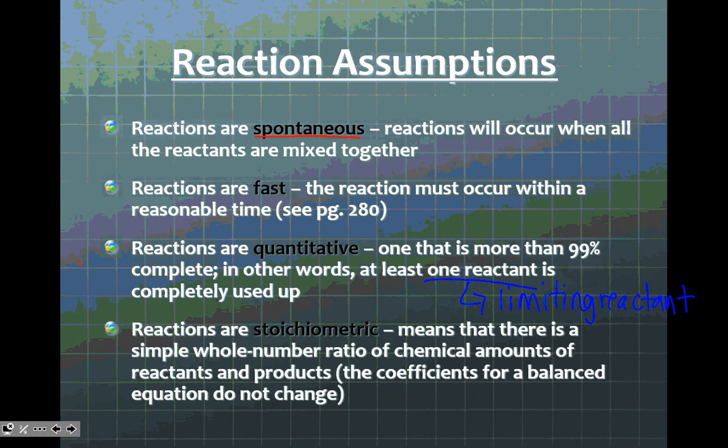And reactions are stoichiometric, means that there is a simple whole number ratio of chemical amounts of reactants and products, and we use the coefficients of the balanced equation to set up a molar ratio, right? And the molar ratio goes from one substance to another.